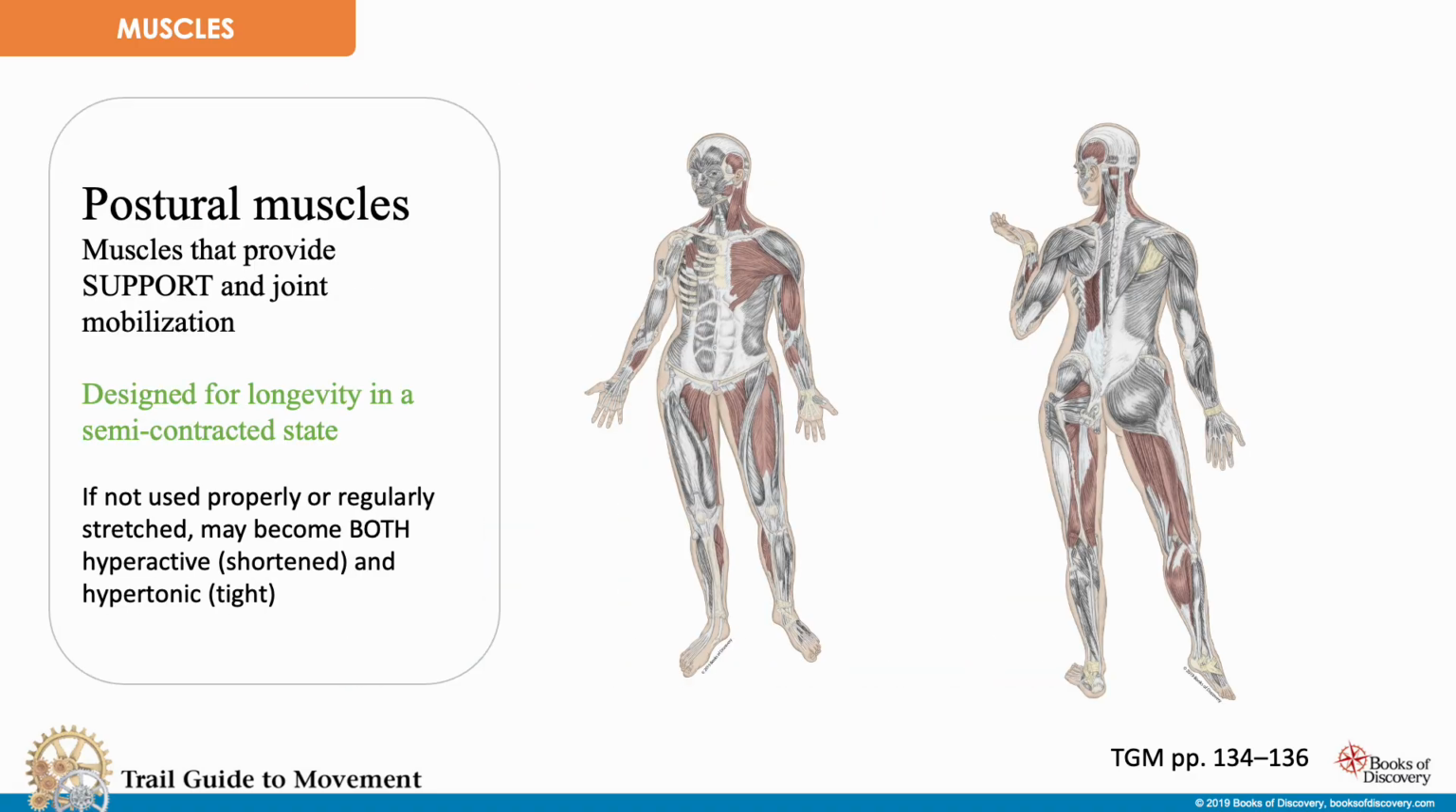Let's meet the workhorses of the body, the postural muscles. These muscles are designed for endurance. Their main job is support, keeping you upright and stabilizing your joints so you don't collapse into a heap on the floor. Because of their role, they're designed to live in a semi-contracted state for long periods. So think of your calves, your hip flexors, or your upper traps.